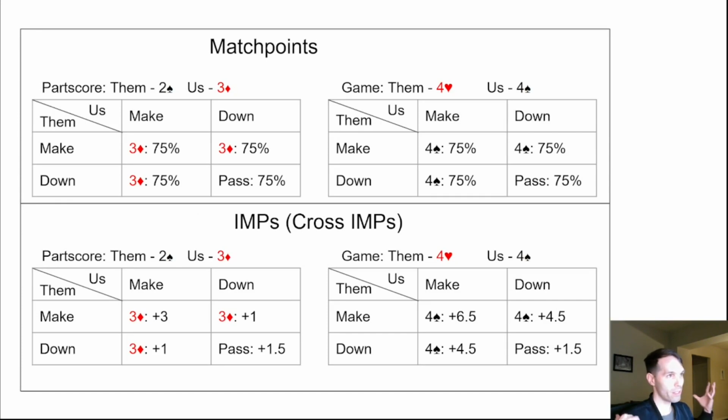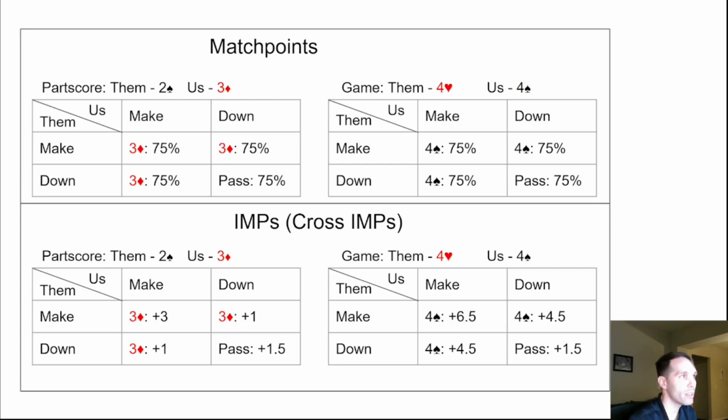And so here is a giant chart of match points and imps. Remember cross imp, so we've said there's a giant field of players, we're getting imp scores against all of them. You can think of it like a match point result, where we're comparing our imp result with every other pair in the field, and we take an average. I've given the results for both part score deals, this 2 spades versus 3 diamond auction that we saw, and the 4 hearts versus 4 spade auction that we saw. So a part score deal, a game deal, at both match points and imps.